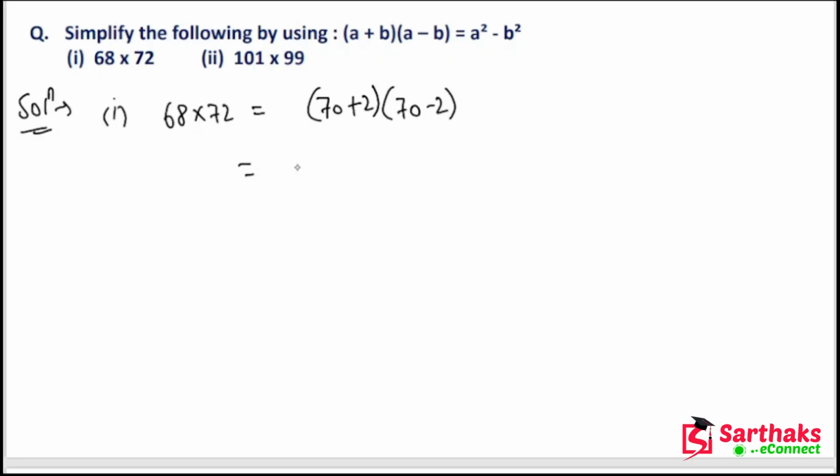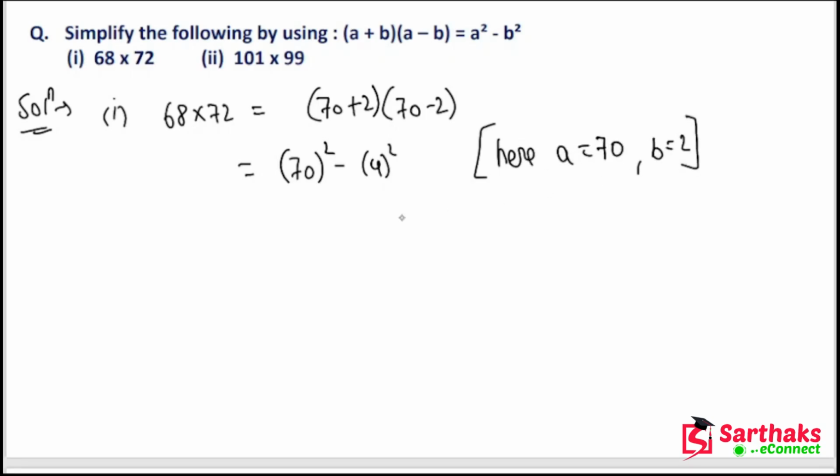So it will be a plus b into a minus b, which will be a square minus b square. Identify a and b: a would be 70, b is equal to 2. 70 square would be 4900, minus it would be 16. Okay, so it would be what? 4. Okay, it is not 4, it is 2. So 2 square, that is 4, so a square minus b square, that is 4900 minus 4, so it would be 4896.